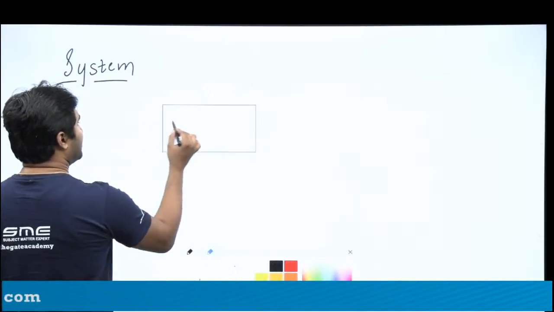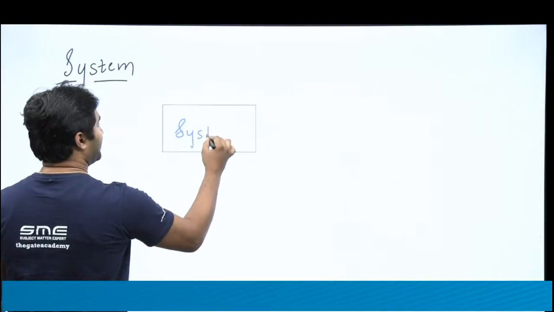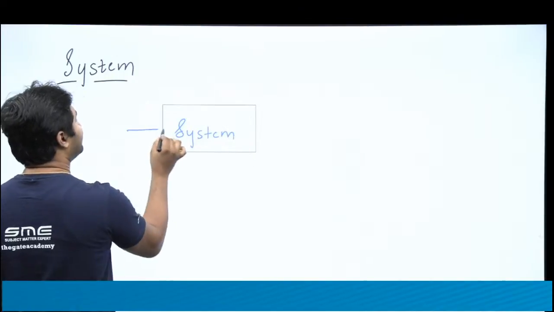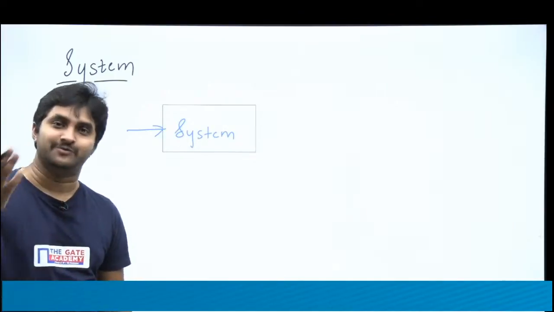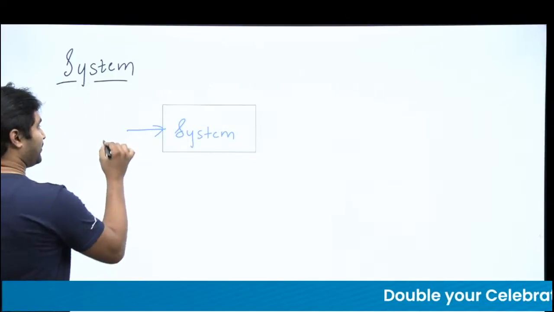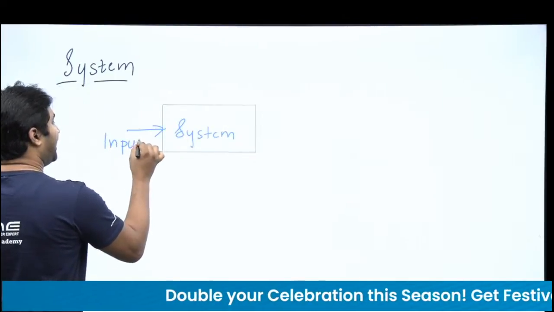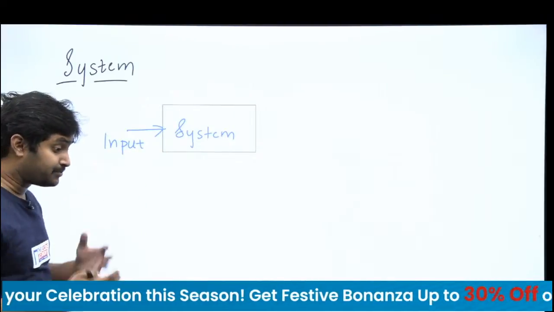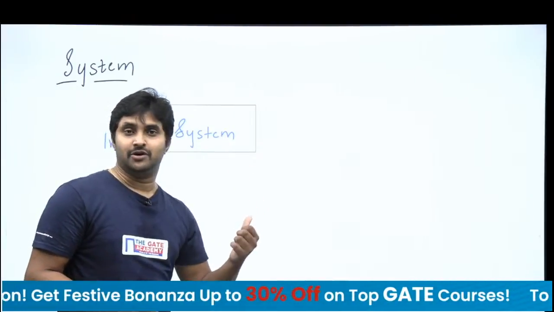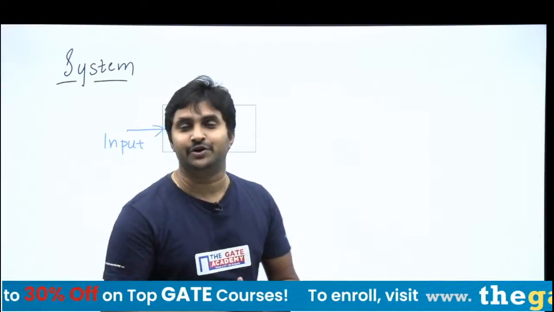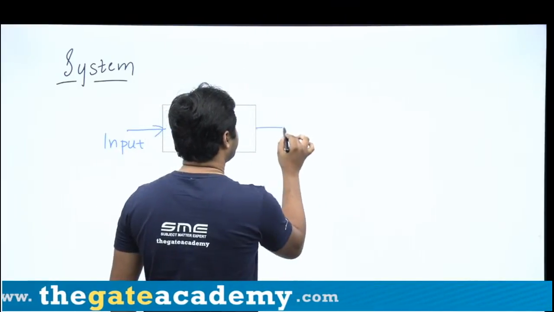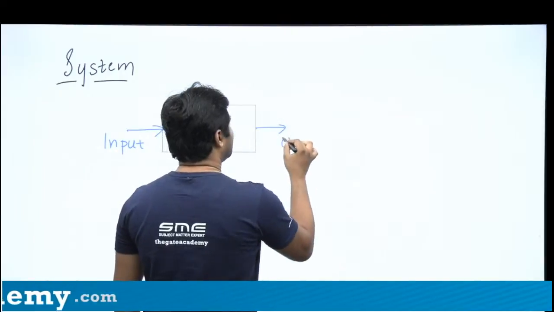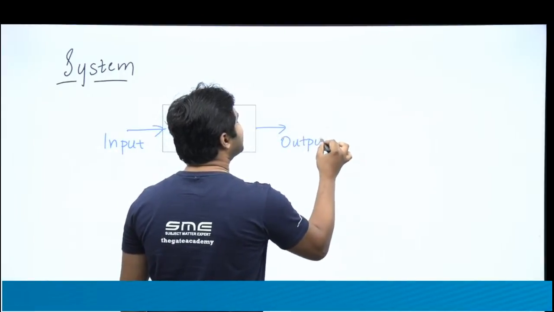So when we call something a system, of course we have an input or inputs, multiple inputs. The system processes the input, or a system manipulates the input, to give an output, right? And generally this output is going to be a desired output, right?